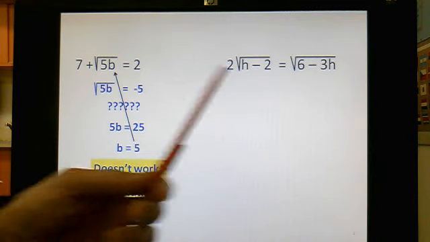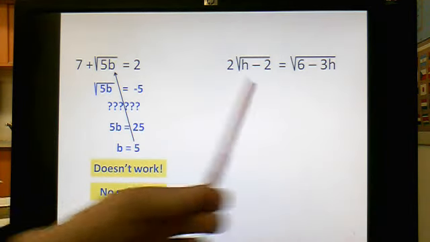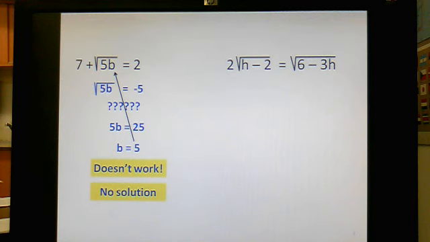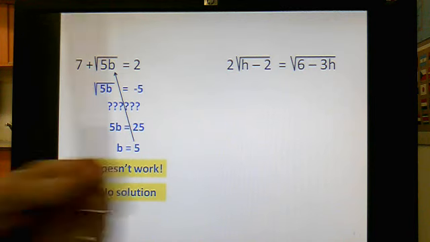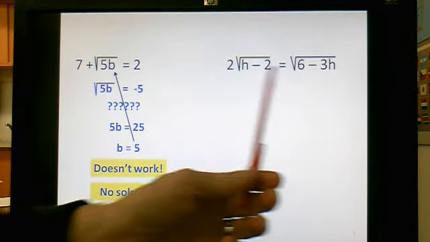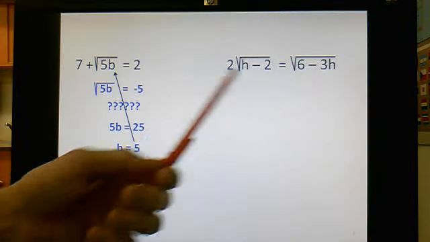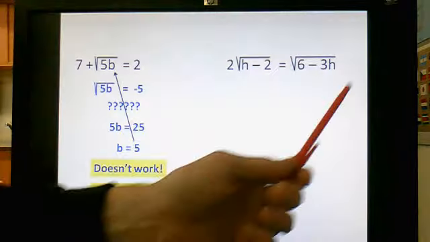All right, next one over here. Of course, in the last couple I said isolate the radical symbol. Well, sometimes you have two radical symbols, and you can't isolate one. So when you have two of them, get them on different sides and square both sides. So here they are on different sides. I'm going to square this side, and I'm going to square this side.